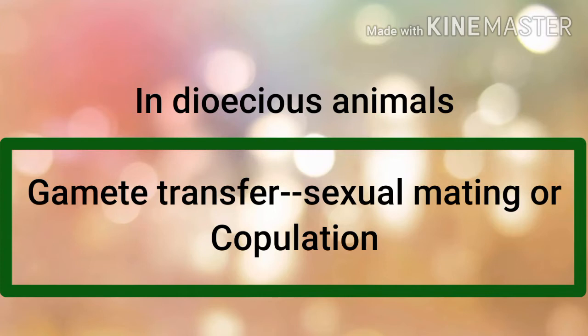We know that in dioecious animals the sexes are separate, so the male and female organisms are different. Here gametes are transferred by sexual mating. It is called copulation. That is, when the male and female organisms mate with each other, as a result the male gamete enters the female body. Because, as we all know, male gametes are motile and female gametes are stationary. So that is what happens in dioecious animals. Mammals, birds, reptiles, and certain insects like cockroaches are all examples of that.